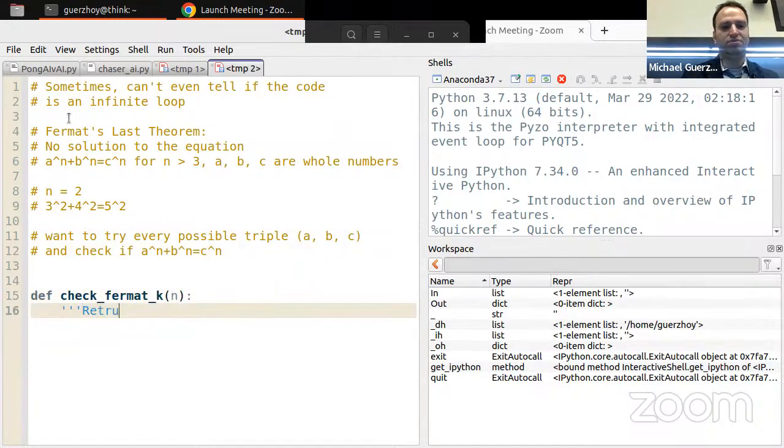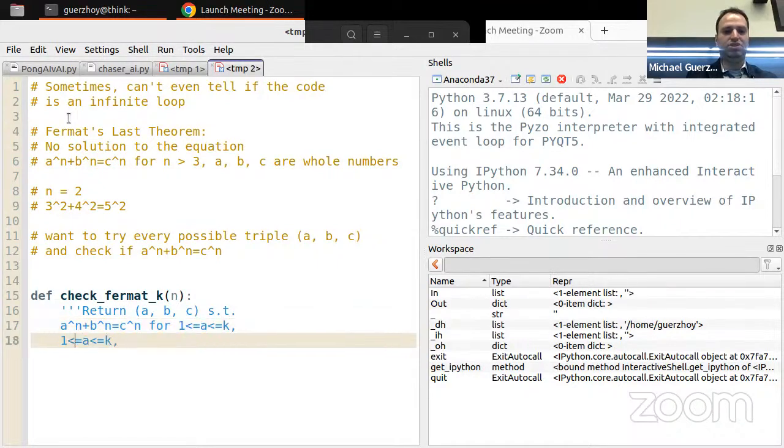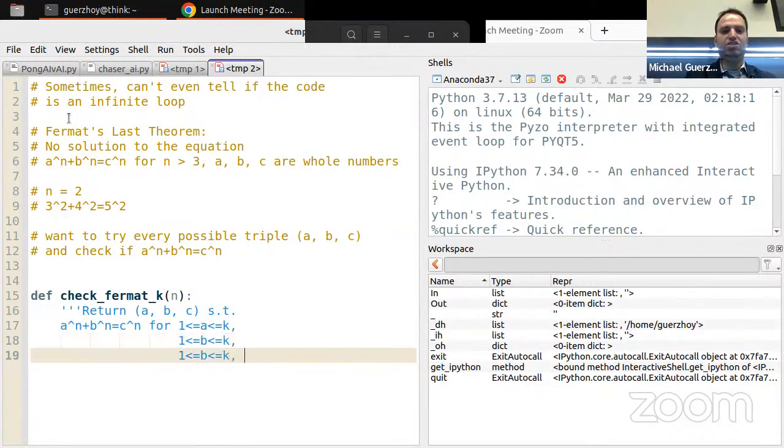So the trick would be to return a, b, c such that a to the n plus b to the n is equal to c to the n, for a, b, and c between 1 and k. So b is going to be like this as well, and c is going to be like this as well.